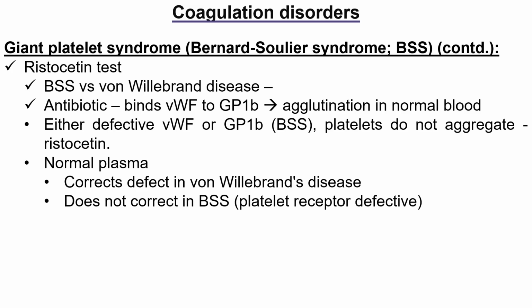If the normal plasma is introduced in the same blood, it will correct the defect in von Willebrand's disease. However, it will not correct the defect in Bernard-Soulier syndrome, that is the platelet receptor defect.